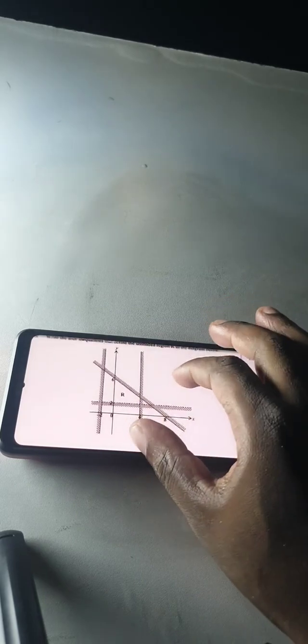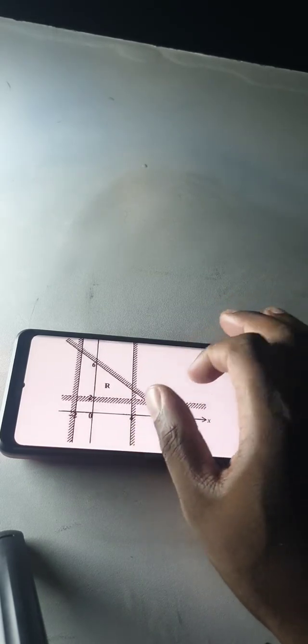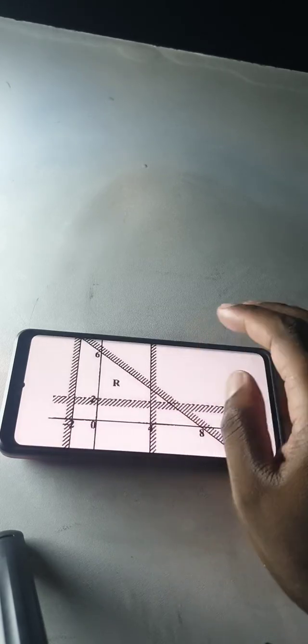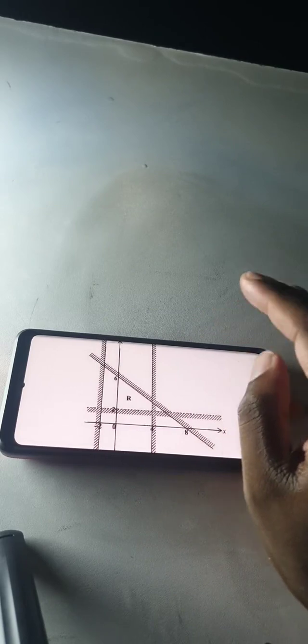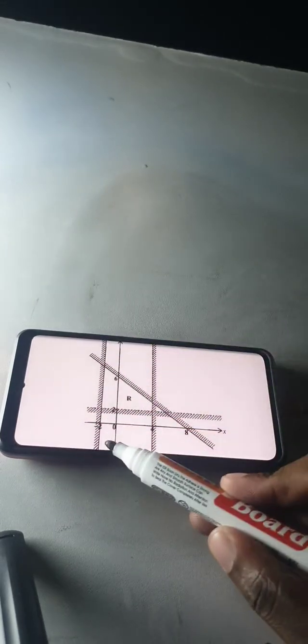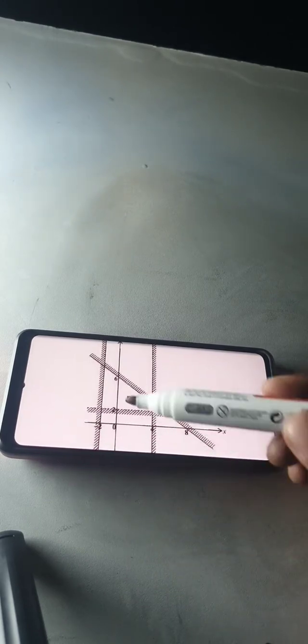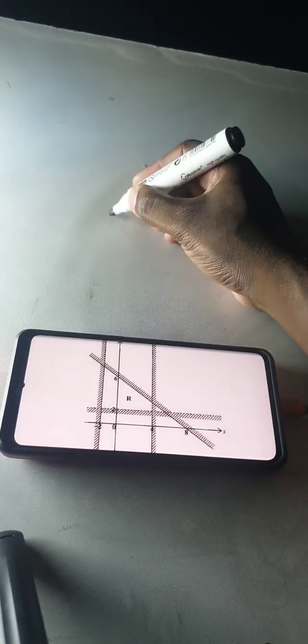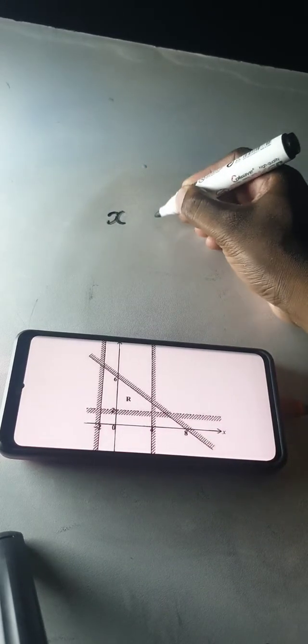So the unshaded region. We'll use these lines. I'll start with the lines that pass through one axis, like this line here. It's passing at -2 in the x-axis. So if it's in the x-axis, we have x, all right, at -2.